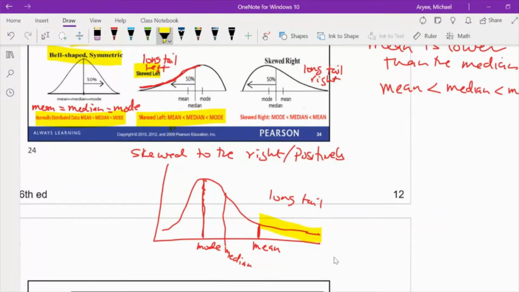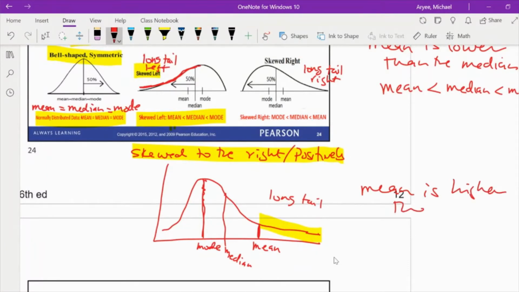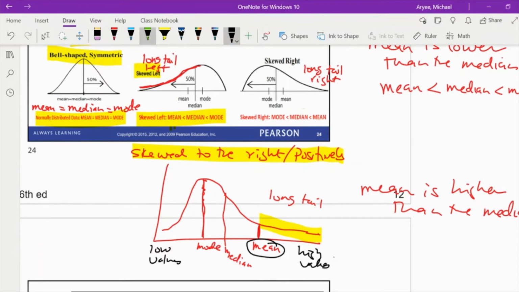So in the skewed to the right, what you would see is that the mean is higher than the median. All right, we know, for example, that you have low values here, and then you have high values here, right? So the mean is more towards the high value side than the median. Okay, so you could then say that mode less than median, median less than mean.